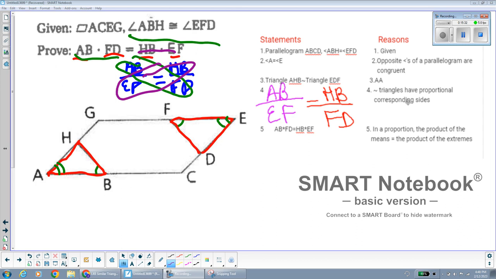And it's the same reason every time. And after we prove the proportion, it is one more step to prove a product, and it's the same reason every time. It's the reason that justifies our cross multiplication. In a proportion, the product of the means equals the product of the extremes.